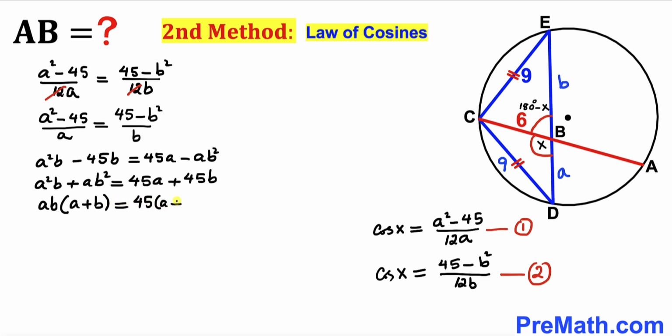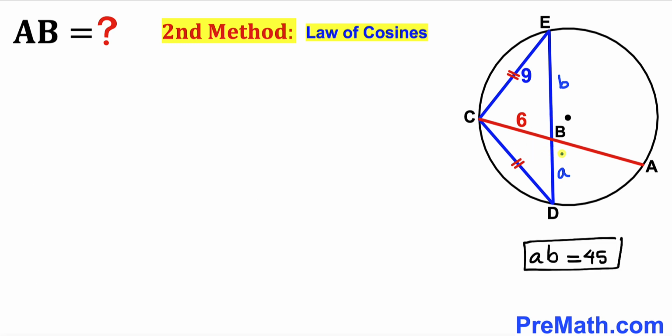and the right hand side 45 times a plus b. And now I'm going to divide both sides by a plus b, and make sure that a plus b value is not equal to 0. So therefore we can see this a plus b and a plus b is gone. So therefore we ended up with a times b equal to 45. And here's our next step. Let me label this segment AB as lowercase c.